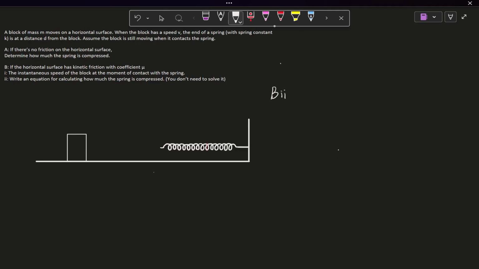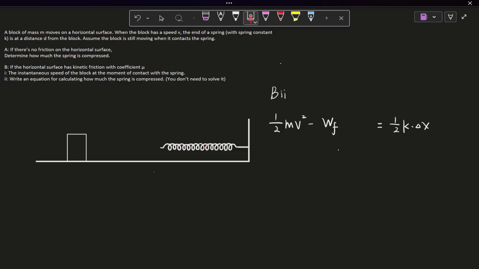Part 2. Write an equation for calculating how much the spring is compressed. You don't need to solve it. So still, the original amount of energy the block has is just 1/2 mv squared, right? Because it's moving on a horizontal surface with a constant velocity of v, minus the work done by the friction. And after that, it's supposed to be equal to 1/2 k times delta x squared.